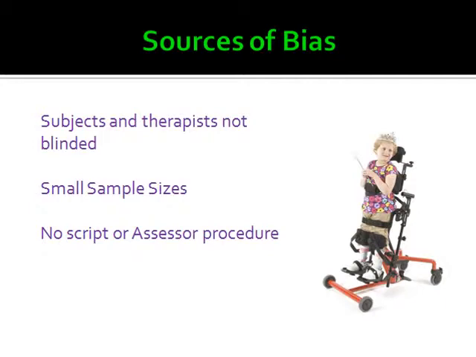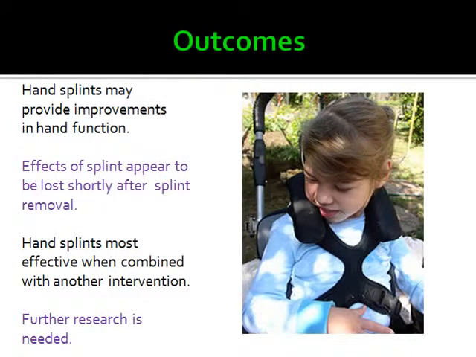So the main outcomes to come out of reviewing research in this area is that hand splints may provide improvements in hand function. The effects of the splint wear appear to be lost shortly after the splint is removed. Hand splints are most effective when combined with another type of intervention, and further research is needed in this area with larger sample sizes to support the evidence that has already been presented.